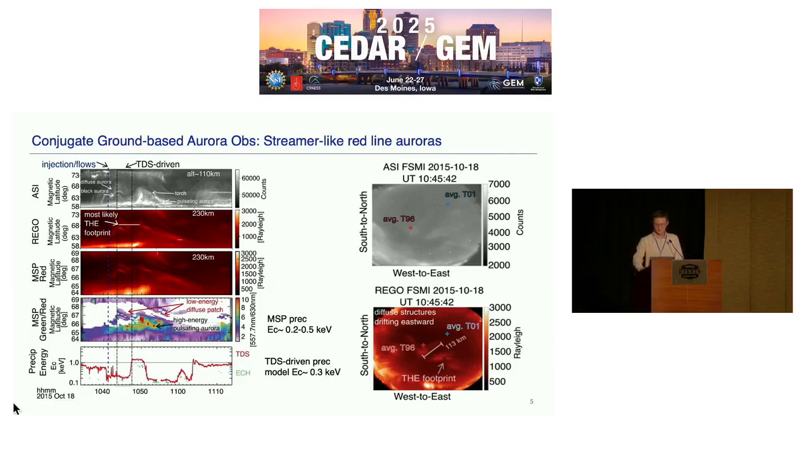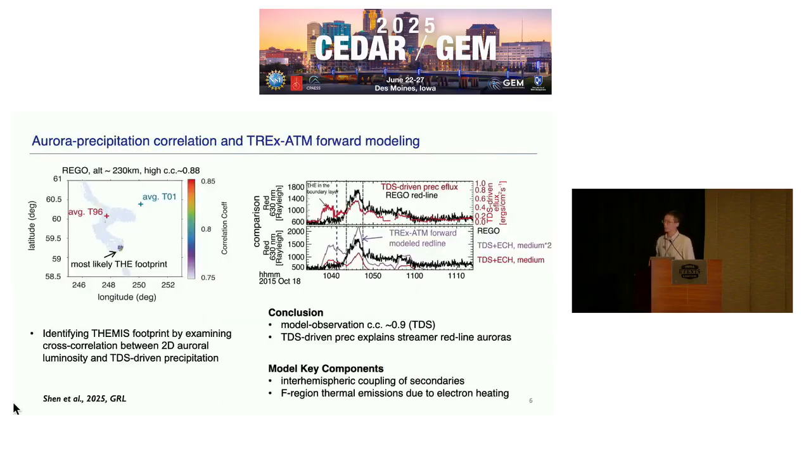So how do we estimate the footprint? Well, we examined the cross correlation between CMES estimated precipitating energy flux and auroral brightness for both RGB and ASI for all the 2D pixels. Here I'm showing this correlation map from RGB as a function of geographic latitude and longitude. You could see a very tiny region with very high correlation up to 0.9. This is the region where we think is the most likely CMES footprint.